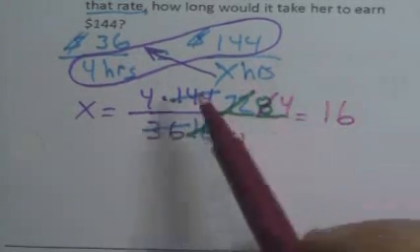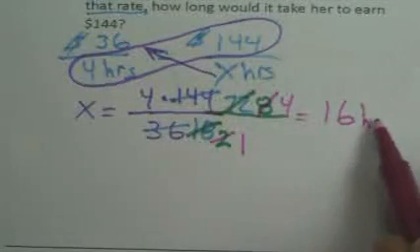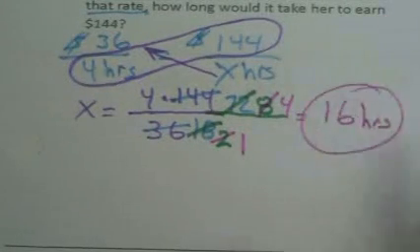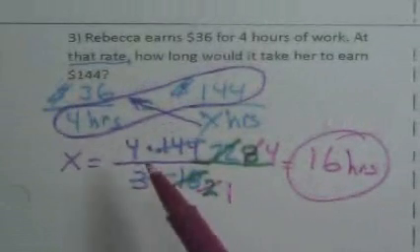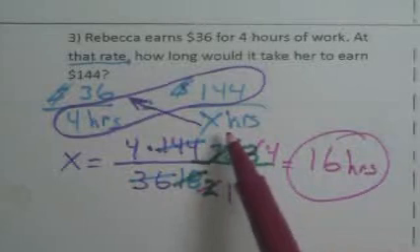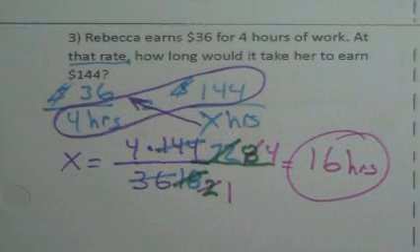So the question was, at this rate, how long would it take for her to earn $144? The answer to that is 16 hours. Okay, so for this problem, make a proportion and then solve for x by reducing.